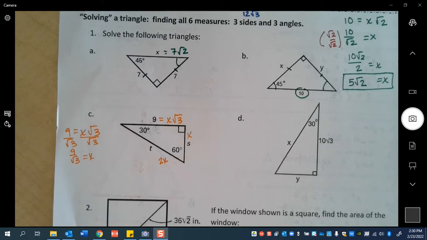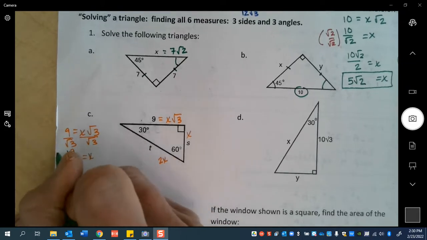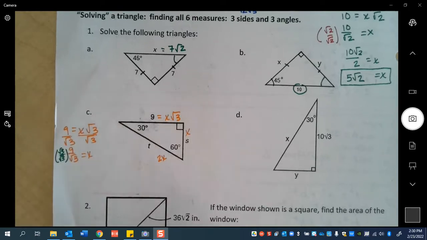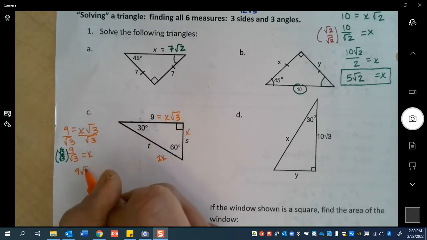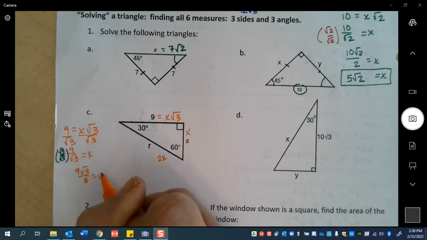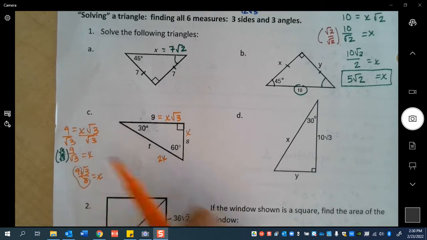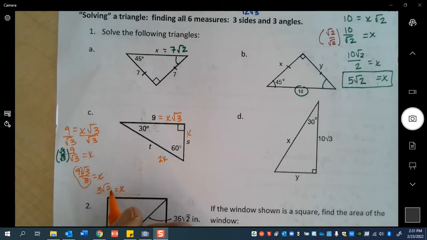Everybody okay with that answer? Math gods? What do they need us to do? Yeah, we need to rationalize that denominator, so we're going to go ahead and multiply it by root 3 over root 3, which is going to give us 9 times the square root of 3 over 3. Everybody okay with this answer? What is x equal to? 3 times the square root of 3.